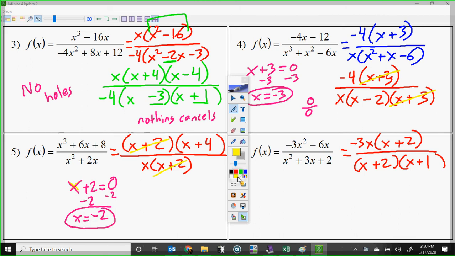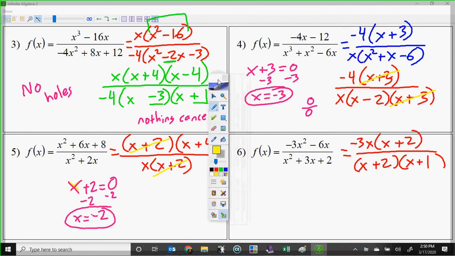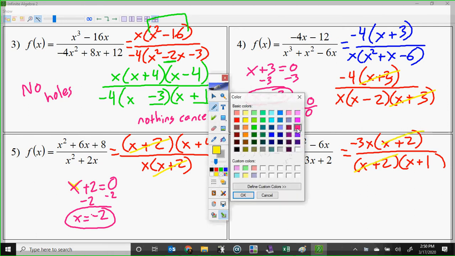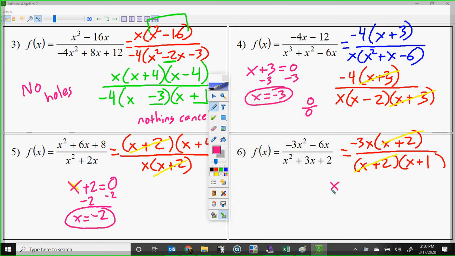Over here, number 6, I can see I cancel out x plus 2. So I canceled out x plus 2, so I set it equal to 0, solve for x, and I get x equals negative 2. Now, let's say you cancel out two different things. I don't know if that's going to come into case here, but it didn't come into any of mine, but it's possible. If I cancel out two different things, then I just have two different holes, and that's okay. So that's how I go about finding holes in my graph.